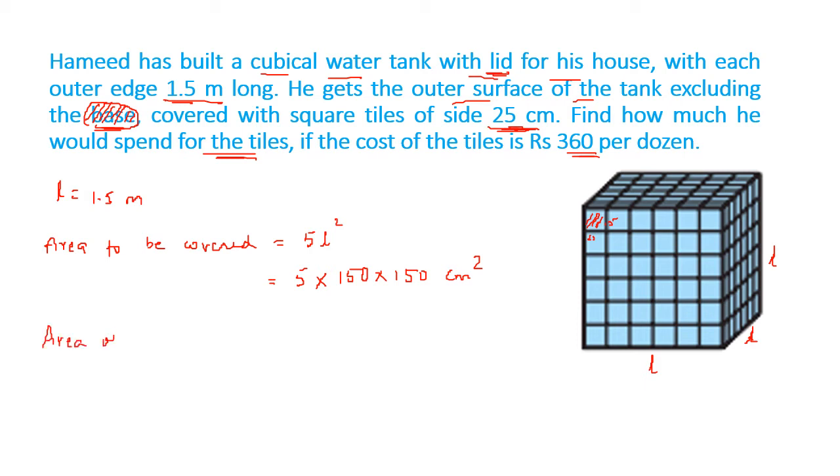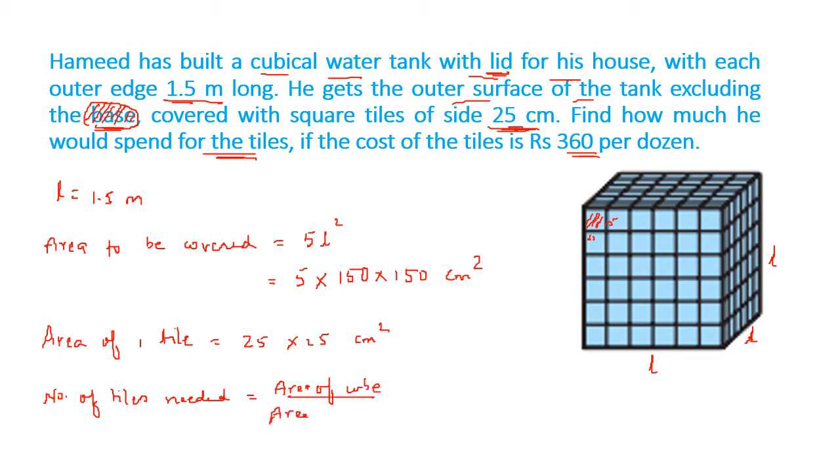Now what is the area of one tile? Area of one tile is 25 centimeter into 25 centimeter, so 25 centimeter square. So the number of tiles which are needed will be area of cube upon area of square, equal to 5 into 150 into 150 upon 25 into 25.